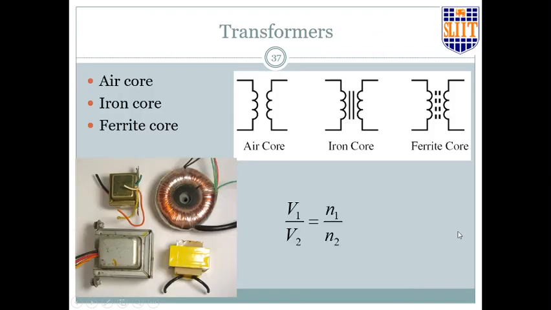Transformers are used to reduce or increase voltage. Again, there are two windings instead of a single winding like in an inductor. We will be talking about transformers later on in the later part of the module. We can have air core, iron core, and ferrite core again. The voltage ratio of the primary winding, primary is the input side, secondary is the output side. The voltage ratio is proportional to the turns ratio. Right?